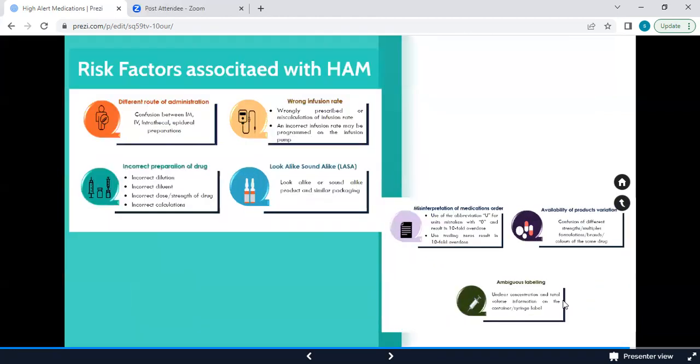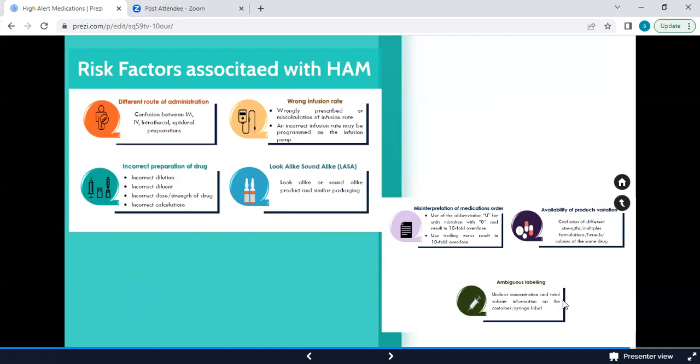There can be variable mistakes during the preparation of such agents and during the administration. For example, from the beginning, it can be confusing what the certain route of administration is for a certain agent. Is it intravenous? Is it intramuscular? Is it intrathecal, or what is it?